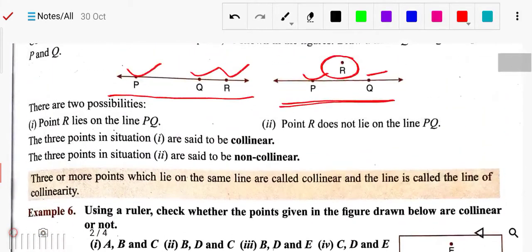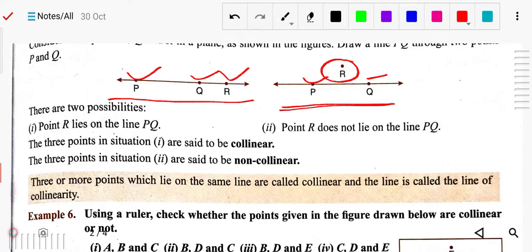See here, three or more points which lie on the same line are called collinear. So very important, you should know the number: three or more points. Three or more points means there should be three or more than three, we are not talking about 2 points. How many points? It should be a minimum of 3 points or more than 3 points which lie on the same line are called collinear, and the line is called the line of collinearity.